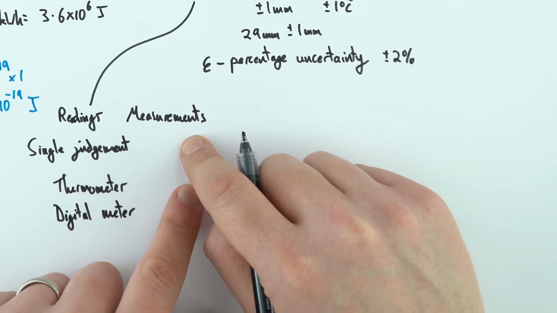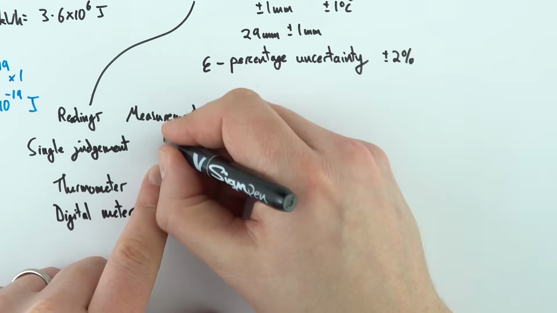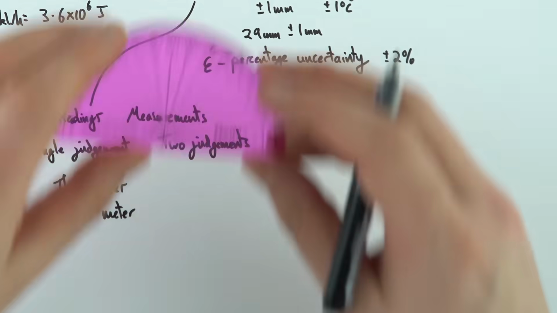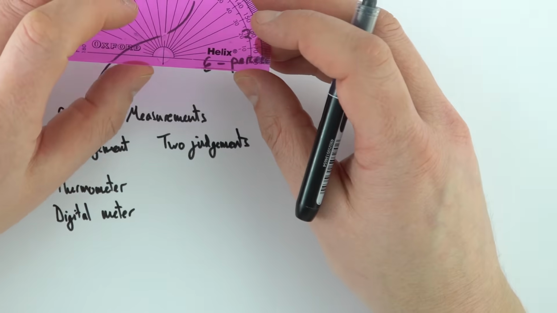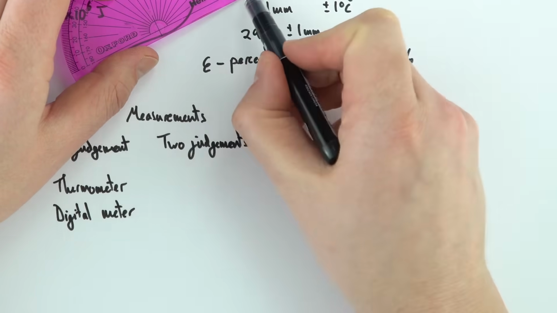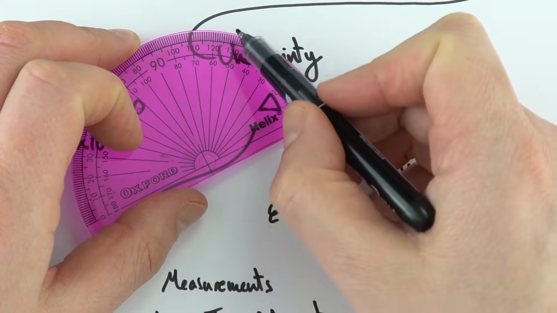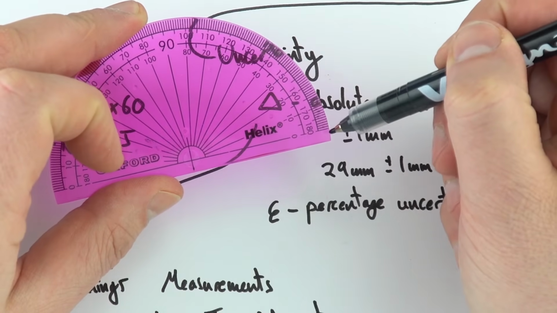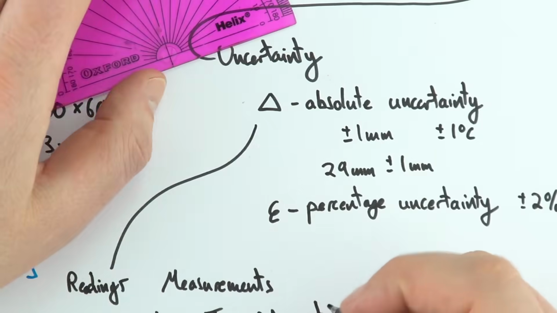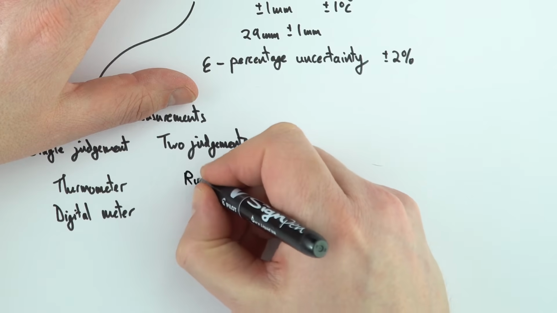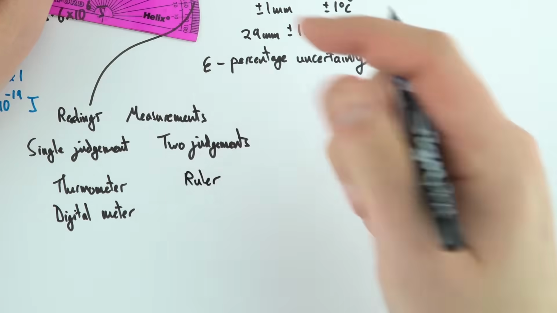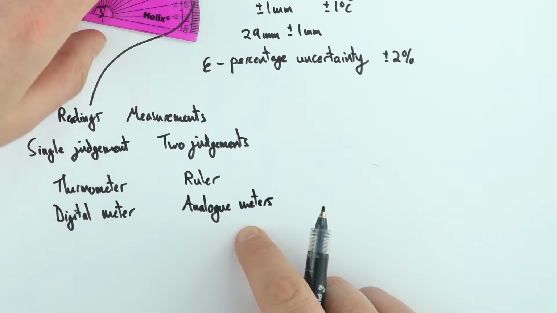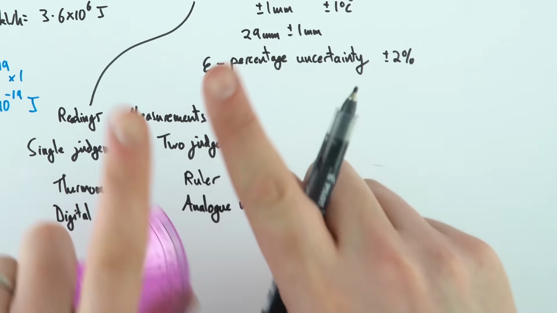When you've got measurements, and this is quite specific, it's where you have to make two judgments. And a great example of that might be where you have a protractor, because you have to judge where you start your reading from, and you have to judge where the end point is. That means effectively there's going to be some uncertainty in this reading and some uncertainty in that reading. So this is things like rulers for measuring length. It's got things like protractors and also analog meters. Because with these meters, effectively, there's going to be a 0 point where you have to set the dial at the beginning.